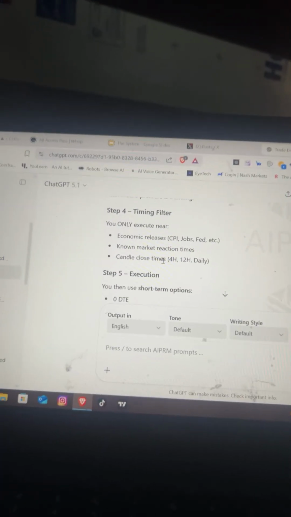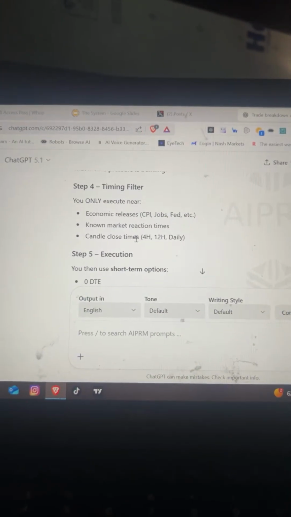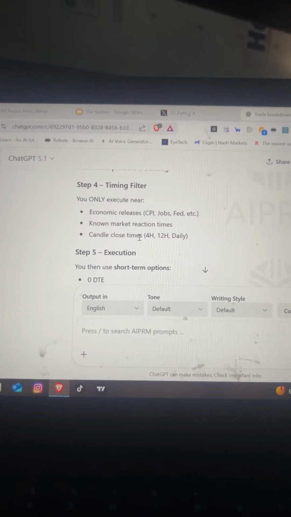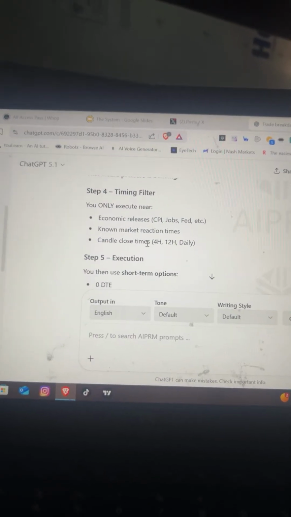Candle close. That's what I'm saying. It's all about time. It's all about time, market data, and I don't know how to explain it, but this is why I went to ChatGPT, because the way my weird ass brain puts all these things together.